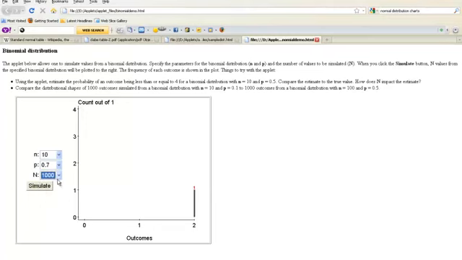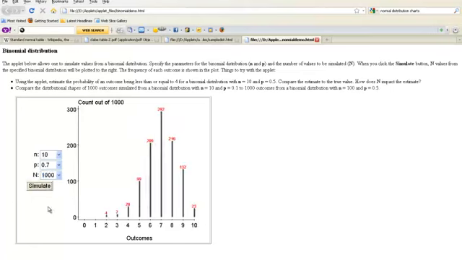Think of this as I watch cars go through a drive-through 10 at a time, and then I do that 1,000 different times. Let's simulate this, and I'll show you what happens. Now check it out. What does that look like to you? It almost looks normal, doesn't it? It almost looks perfectly normal.